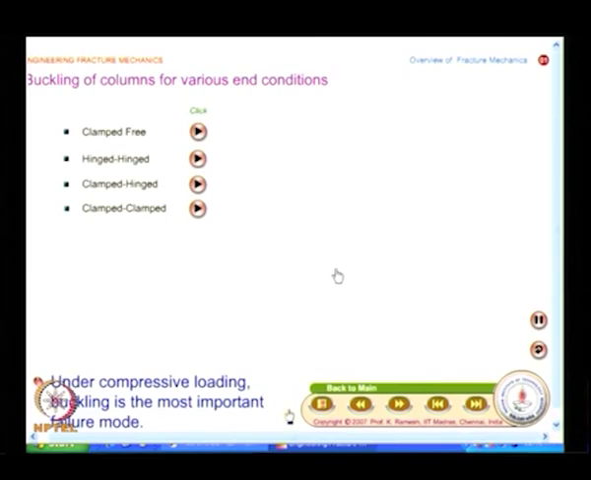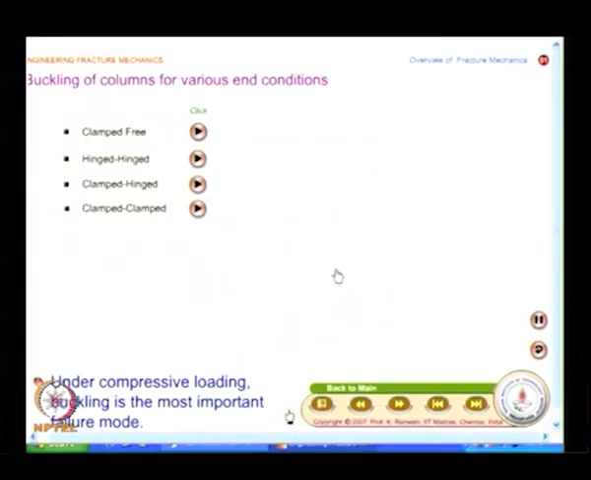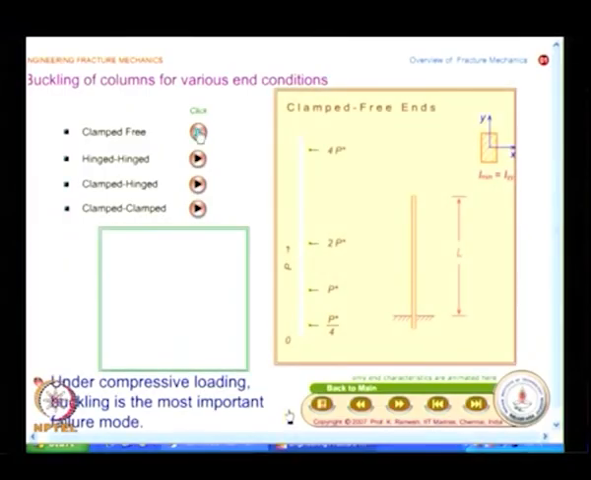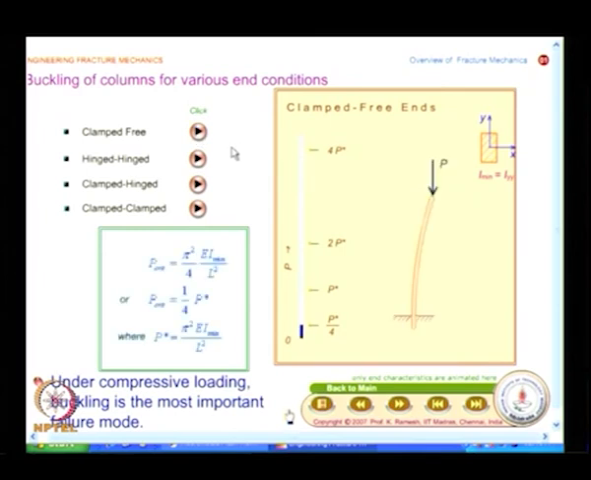In a first level course, you simply do column buckling and you look at it for various clamped end conditions, and we will see for a clamped-free type of column how the buckling occurs. You see that the column which was straight, when the load is sufficiently increased, has taken a buckled shape, and it is buckled in the plane of the screen. Why has it happened in the plane of the screen?